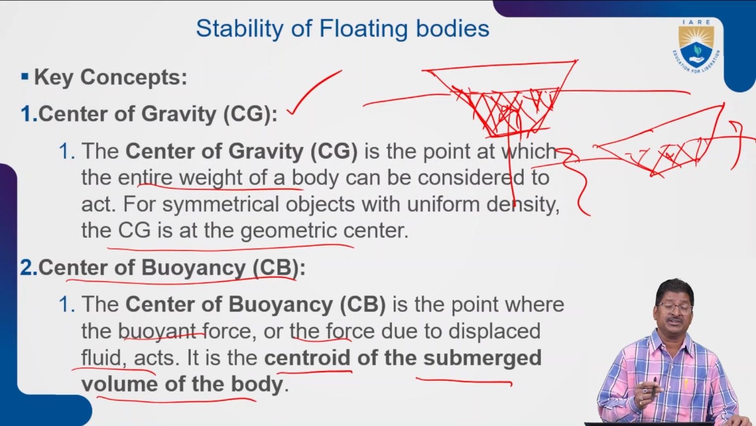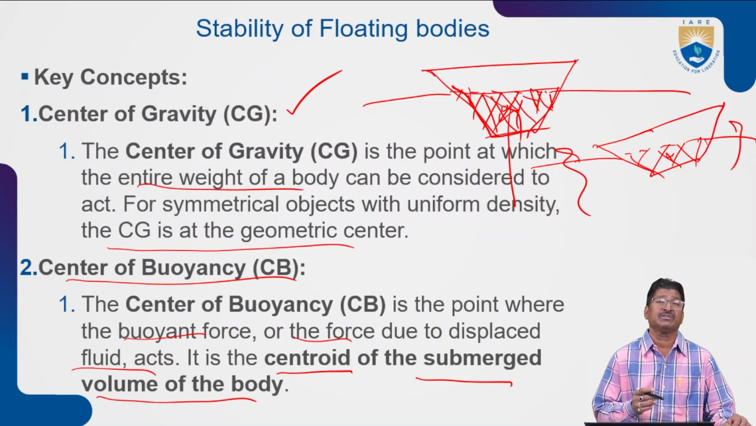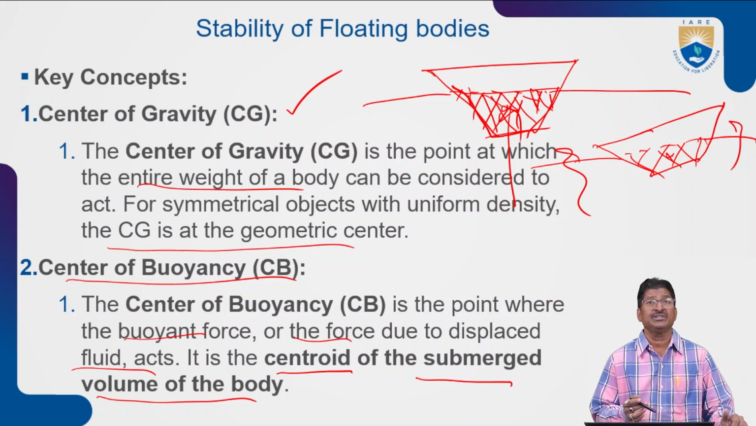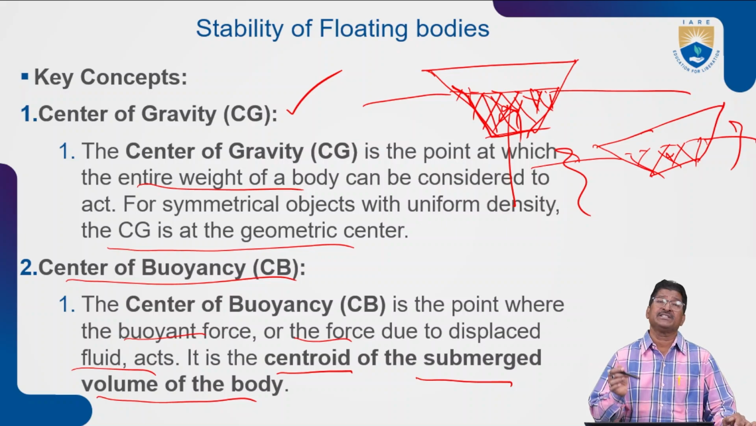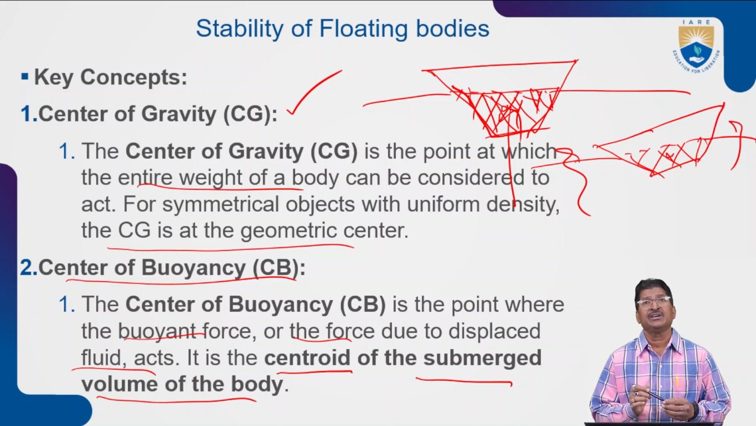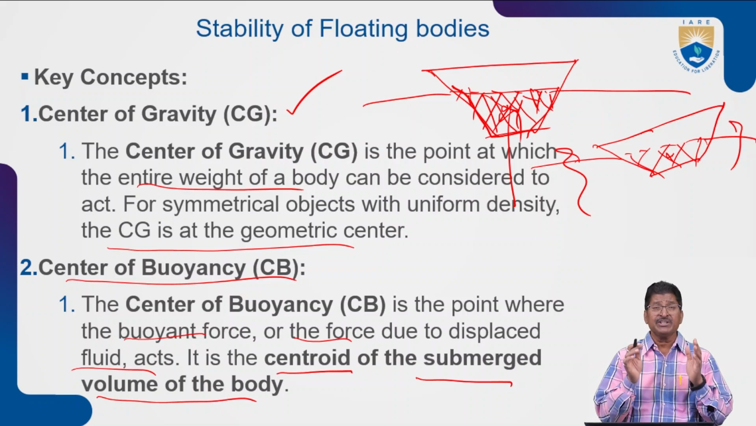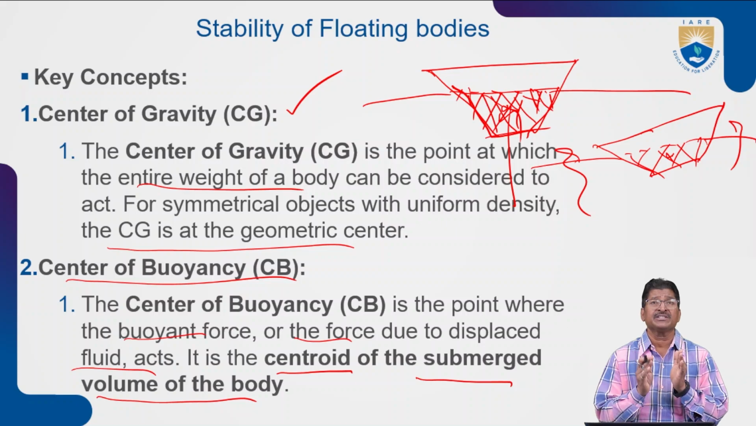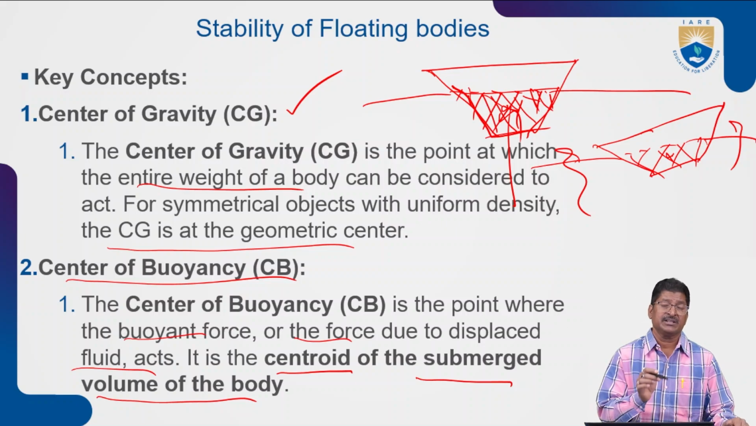The terms here are center of gravity and center of buoyancy. Center of gravity is CG, and center of buoyancy is CB. The total weight of the body acts at a single point. That point is called the center of gravity. For symmetrical bodies, the geometric center is the center of gravity. For unsymmetrical bodies, it may be different. That is the center of gravity.